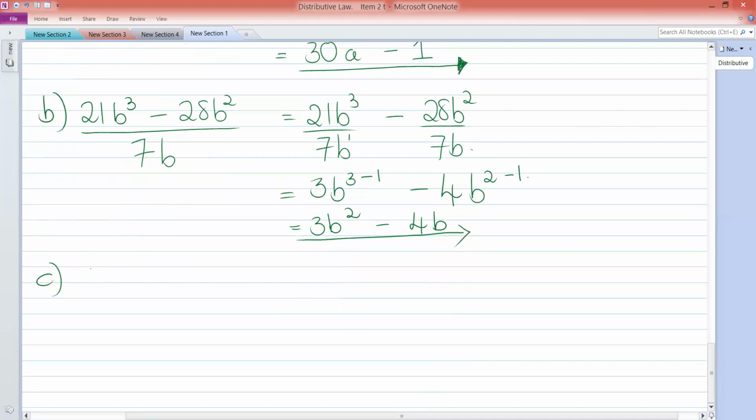Now let's see another one. 100xy squared plus 20x squared y divided by 5xy. Okay, I'm going to give you a second to think about how we should tackle this one, and then we'll do it together.